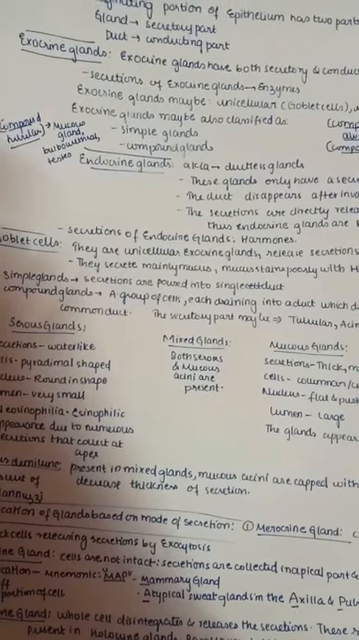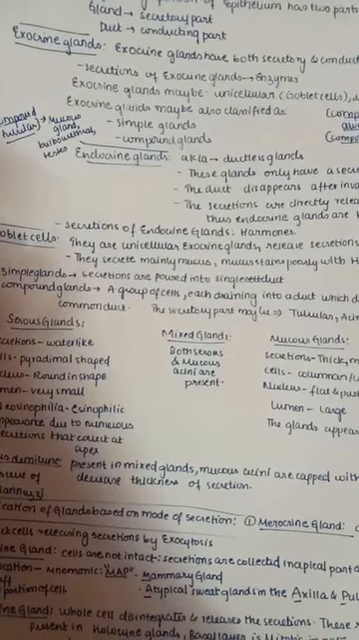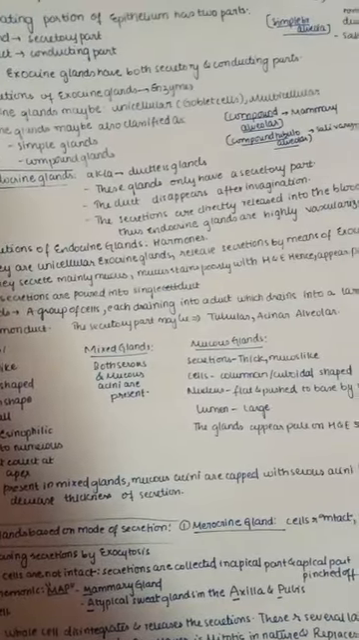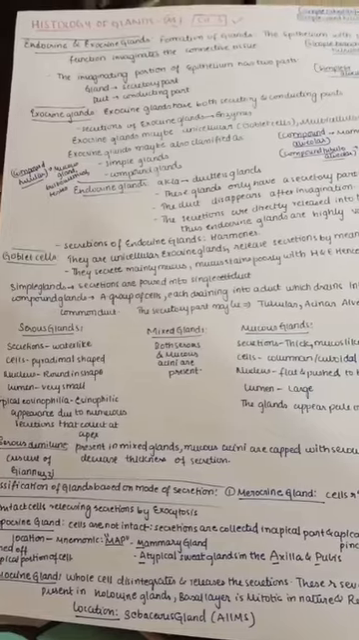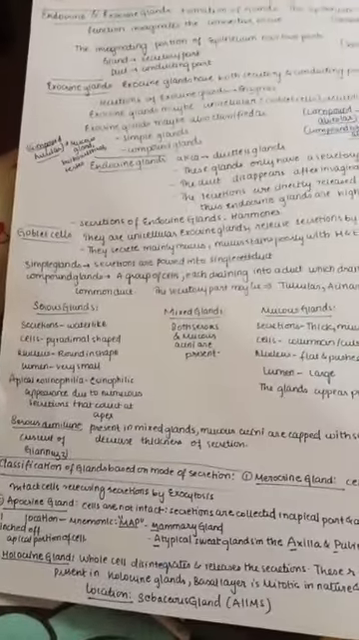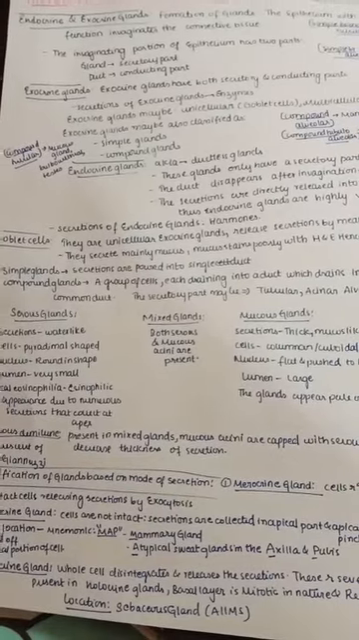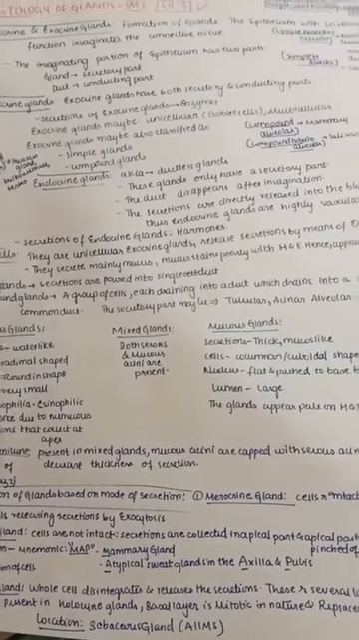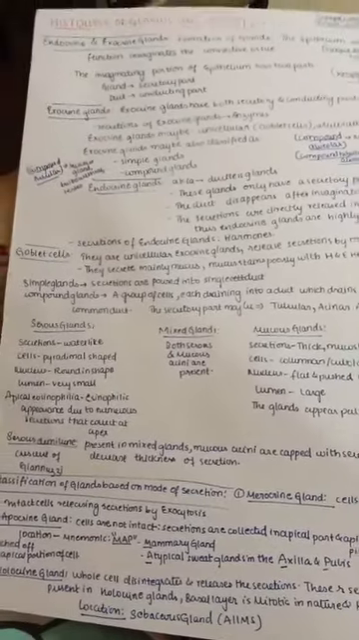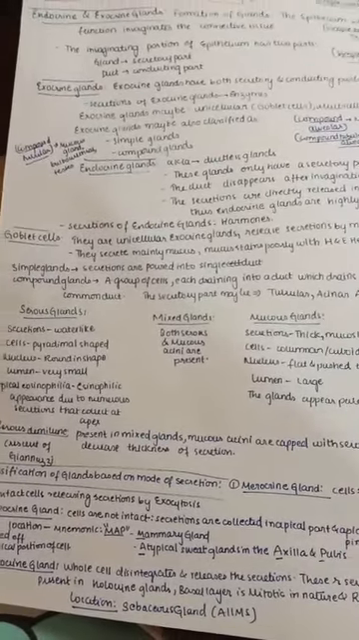In simple glands, secretions are poured directly into a single duct. In compound glands, a group of cells each drains into a duct, which in turn drains into a larger duct. The secretory part may be tubular, acinar, or alveolar. We mainly have three types of glands: serous glands, mixed glands, and mucous glands.